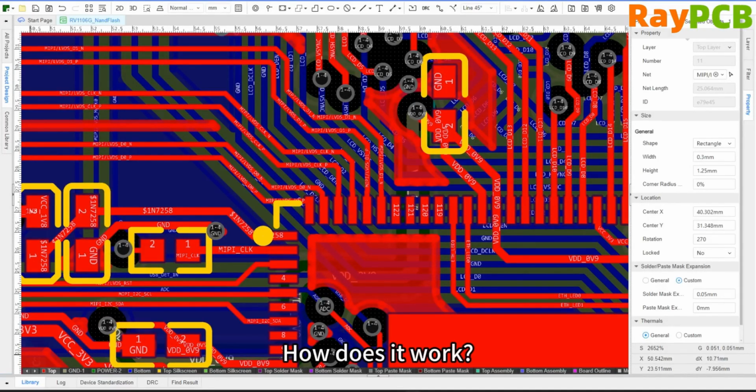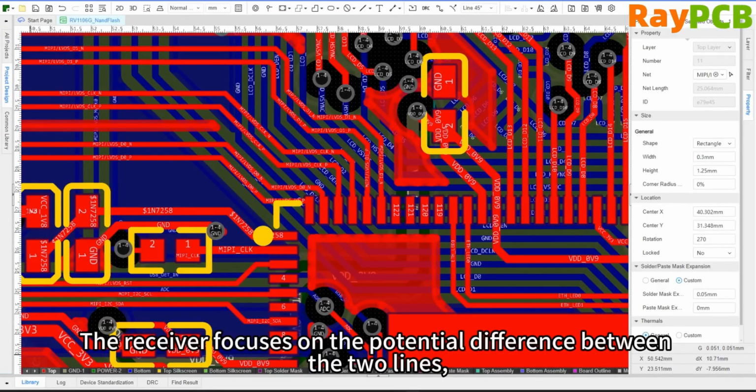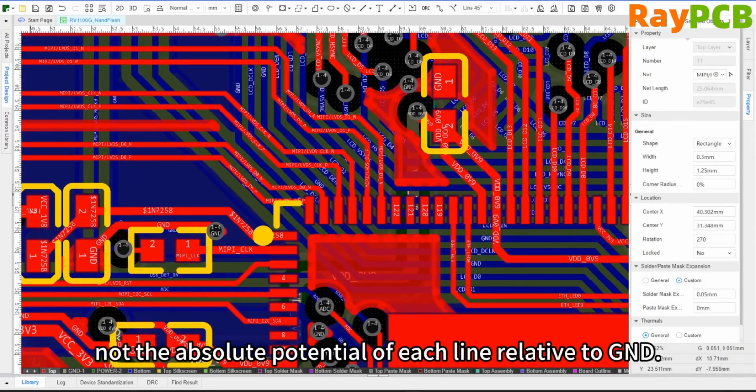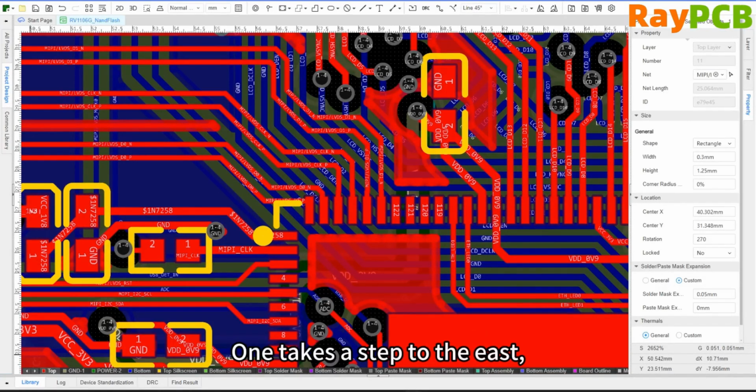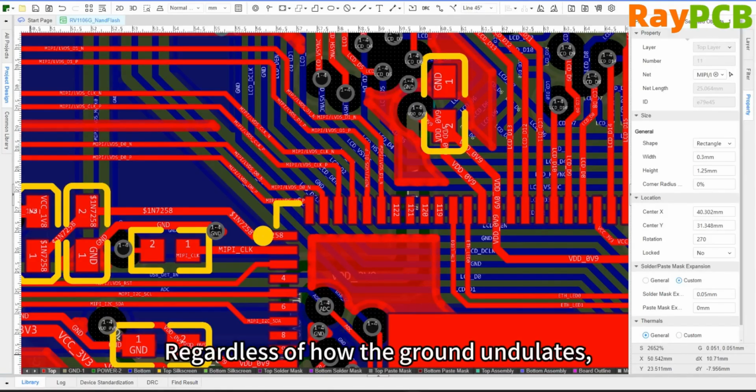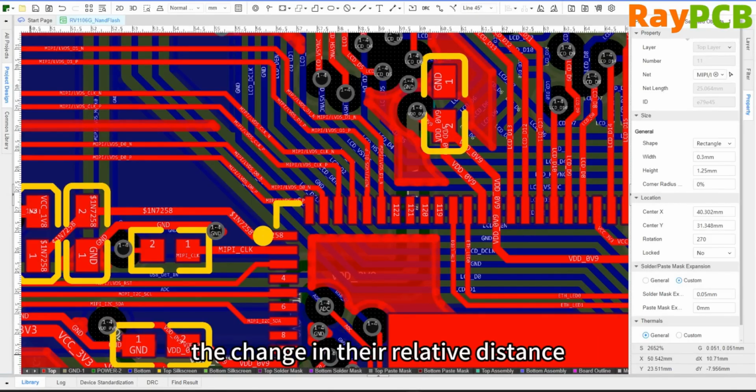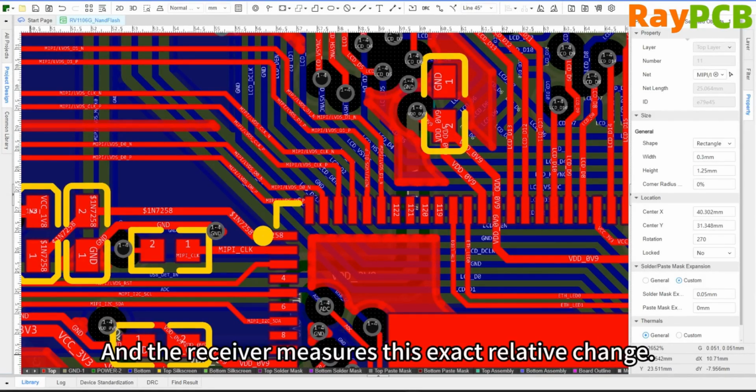The working principle is that the receiver focuses on the potential difference between the two wires, rather than the absolute potential of each wire relative to ground. It's like two people starting from the same point at the same time. One takes a step east, the other a step west. No matter how the ground shifts, that is, no matter how external noise affects them, the relative distance between them is predictable, and the receiver measures exactly this relative change.